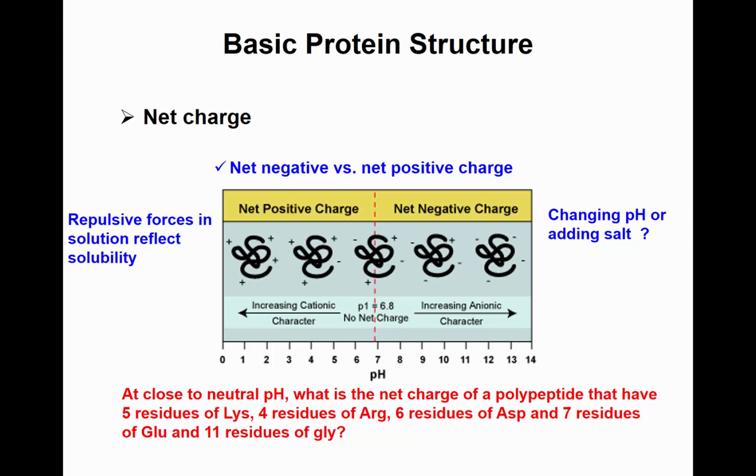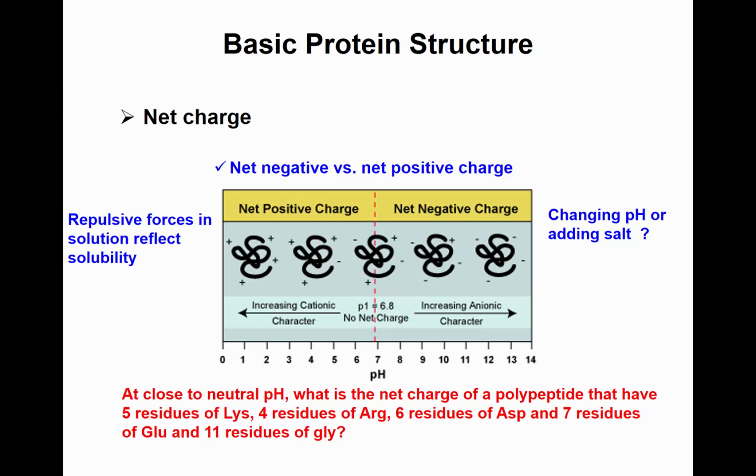What would be the charge of lysine at neutral pH? Would it carry a positive charge or a negative charge? Positive. So lysine will carry a positive charge. It's a basic amino acid. What about arginine? Is it basic or acidic? It's basic, so it will also carry a positive charge. What about aspartic acid and glutamic acid? These are acidic, so they will carry a negative charge.